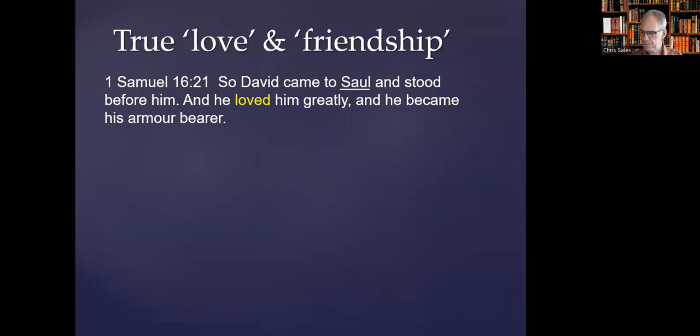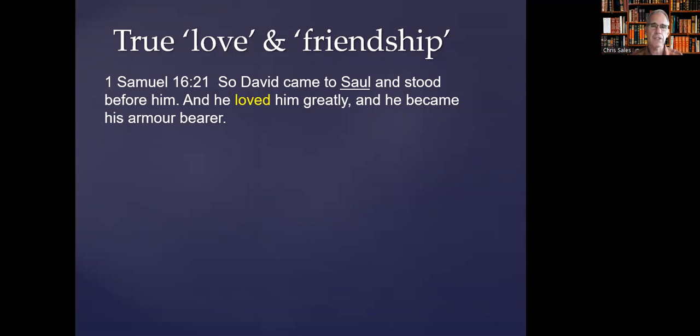There's three people for whom it says they love David specifically. And they're all related. In chapter 16, this is when David is chosen. This is prior to the Goliath incident. He's chosen because he can play well with the harp. And the evil spirit which came upon Saul, the depression, the anxiety, was relieved by David's playing.